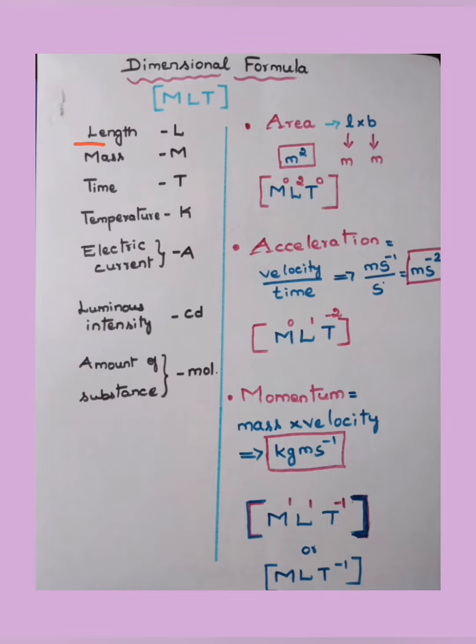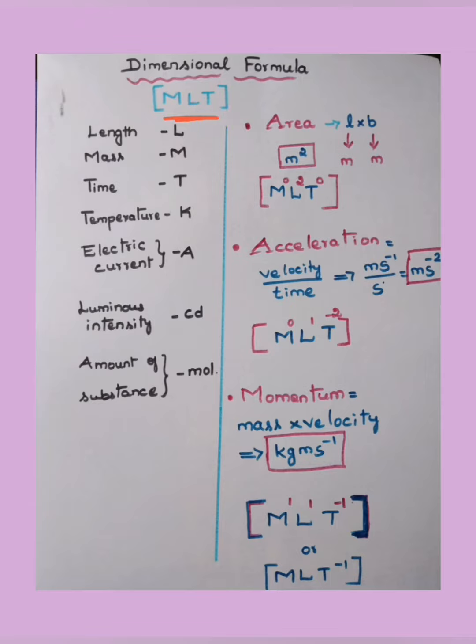Length is expressed as capital letter L. For mass, M, capital letter it should be. For time it is T. Temperature, K. Electric current or generally current, A, ampere. Luminous intensity, CD, candela we say. Amount of substance, mole. So these are the symbols, and you see up to here it is capital and these two are small letters used. So we have to express the dimensional formula in the square bracket, and usually we go for these three letters only.